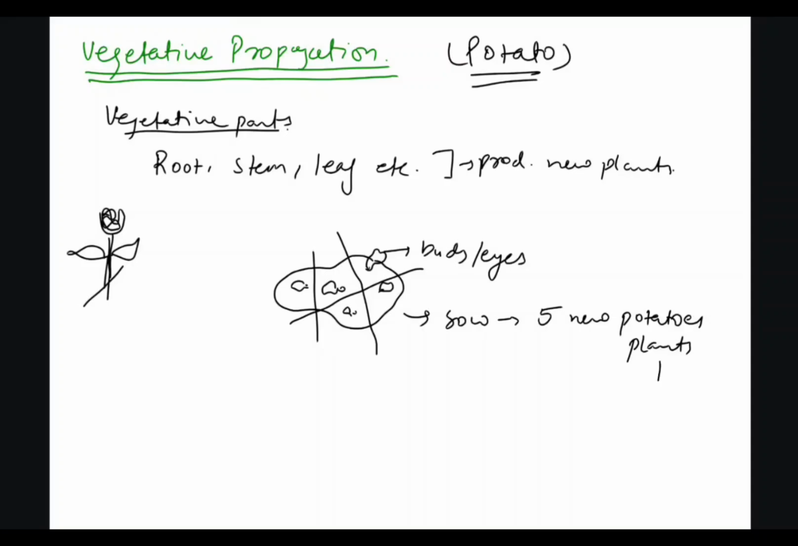And these potato plants will have n number of potatoes under the soil. So stem, leaves and roots growing into a new plant is called vegetative propagation. Why? Because they are growing from the vegetative parts. We have multiple examples: rose, potato, which we have seen, then dahlia, and then sweet potato also.